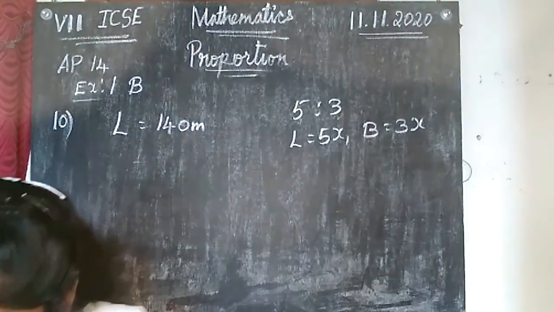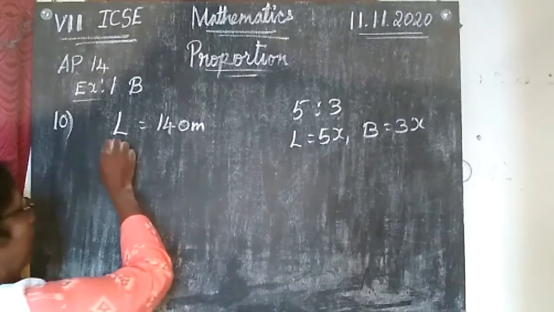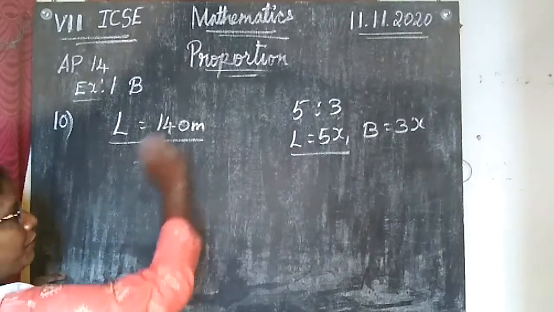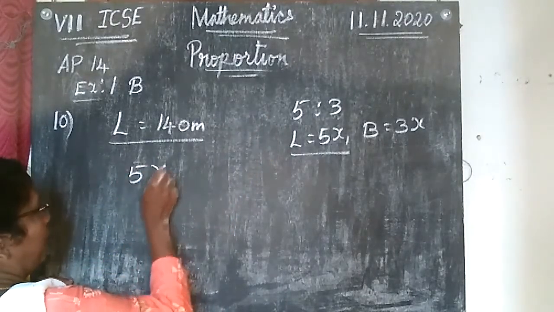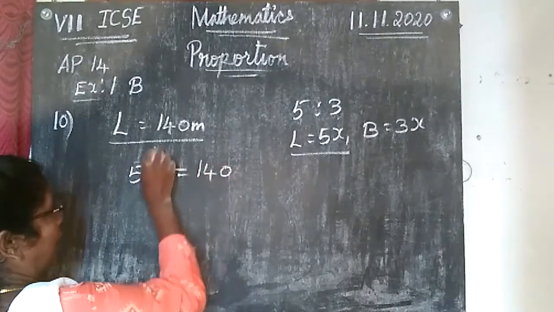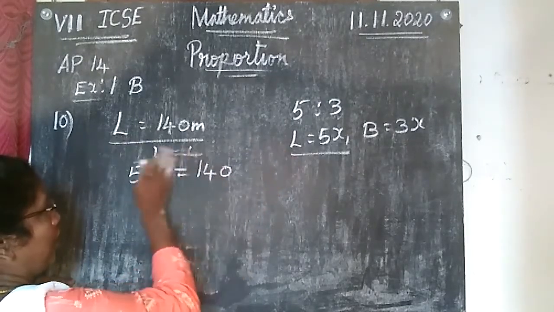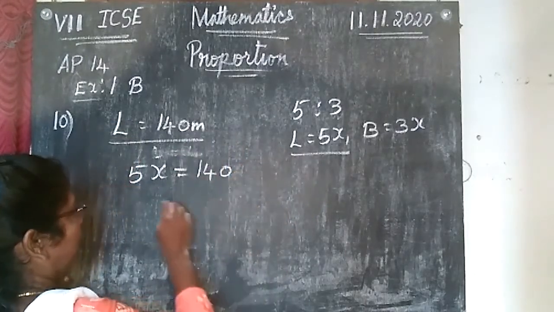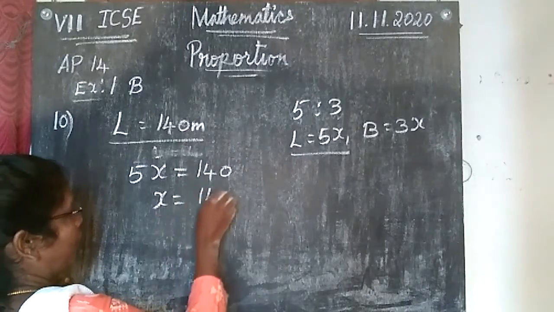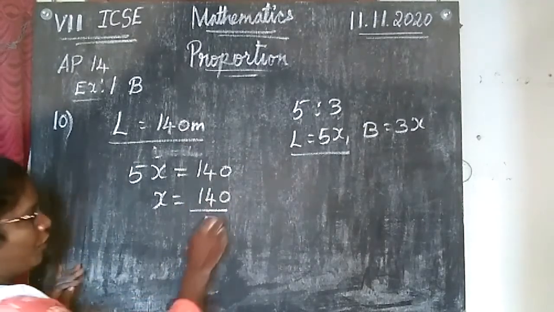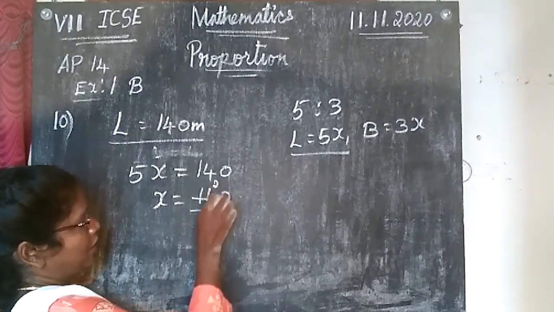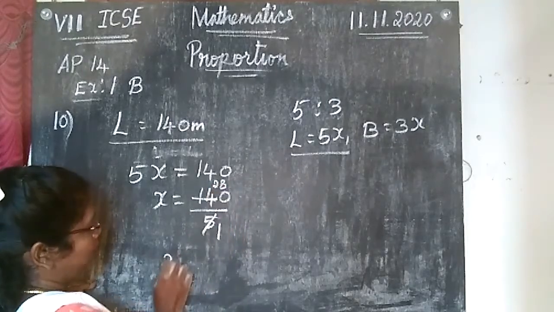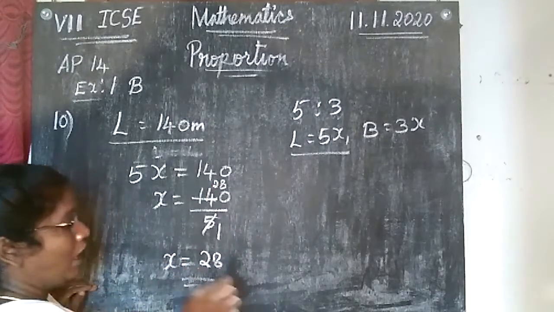Now I am going to compare both the L. Here L is equal to 140 meter, and here also L is equal to 5x. So I am comparing this: 5x is equal to 140 meter. That means x is equal to 140 divided by 5. 1 5 is 5, 2 5s are 10, 40. In 40 how many 5s are there? 8 times. So x is equal to 28.